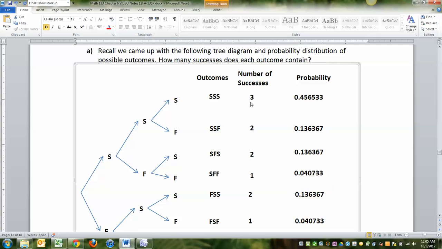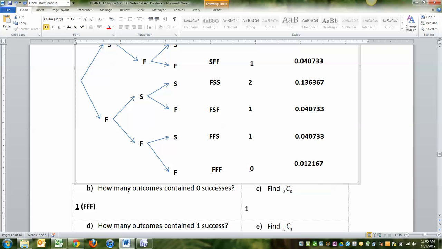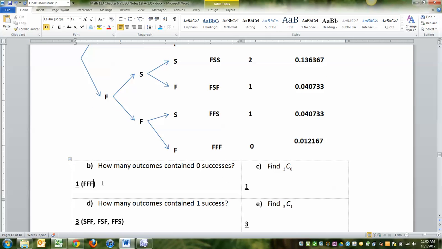So this is 3 successes up here. This one is 2, 2. This one's 1. This one's 2 again, and so on, all the way down to 0. Now, what I wanted you to notice was how many of these outcomes contain 0 successes? Well, one of them does. Fail, fail, fail, right there, right? So 1, fail, fail, fail.